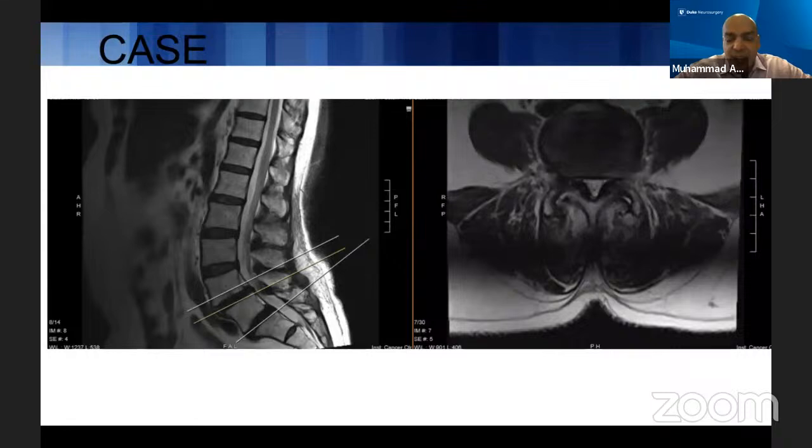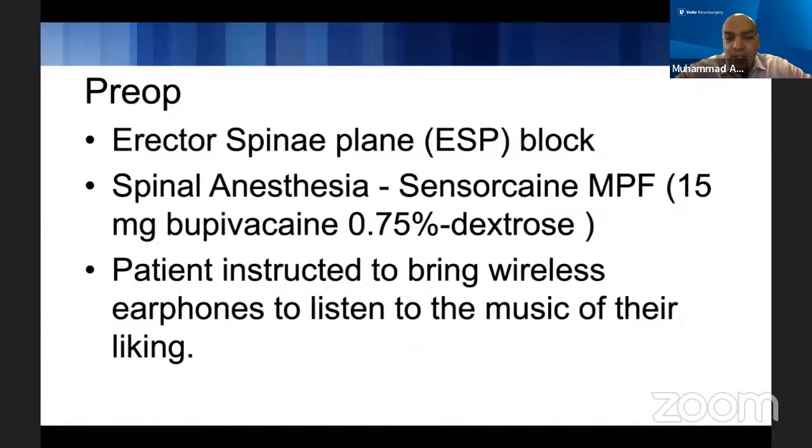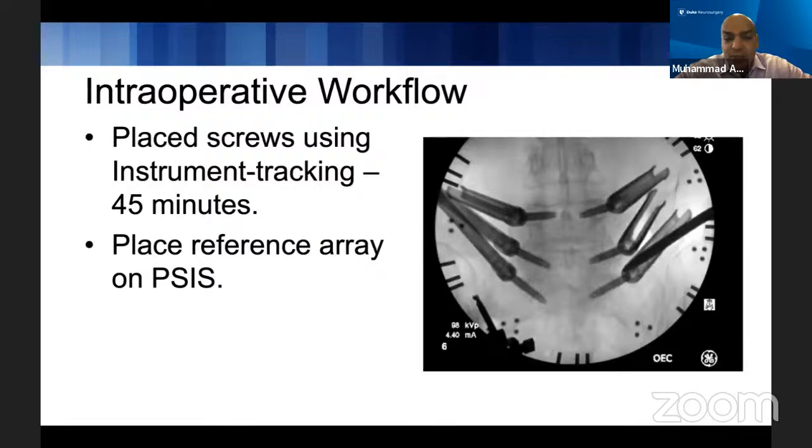So here's a case. This is a 76-year-old lady with a grade 2 spondy at L4-5 and L5-S1. This is how the day goes. She gets an ESP block. She gets a spinal anesthesia. She listens to her music while we're doing surgery. We put in the screws.